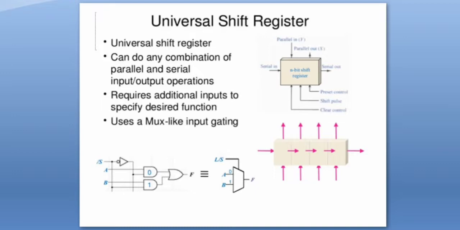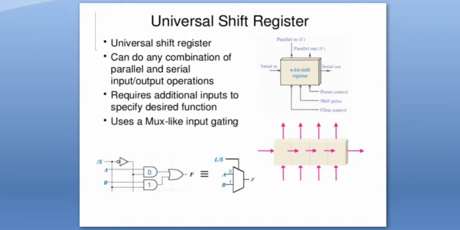A shift register is used to store data, but here the data will be shifting from one path to the other, from one direction to the other direction. So the data will be shifted from LSB to MSB or MSB to LSB.